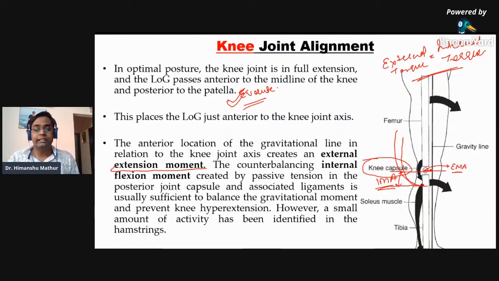Now the counterbalancing internal moment is created by the passive tension in the posterior joint capsule and associated ligaments, usually sufficient to balance the gravitational force and prevent hyperextension of the knee. However, a small amount of activity is identified in the hamstring also, right? Not small, there is significant activity observed by EMG in the hamstrings also. So you can understand it very easily and very properly.